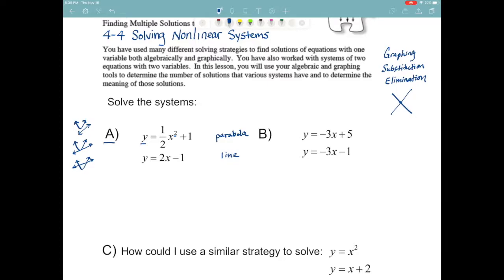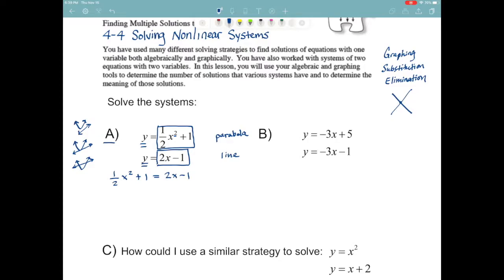Since these are both equal to y, we'll use that substitution or equal values method and set the two equations equal to each other, right? Because if y equals 1/2 x squared plus 1 and y equals 2x minus 1, then we know these two expressions have to equal each other. So we'll take it here and set it up. 1/2 x squared plus 1 is going to equal 2x minus 1.